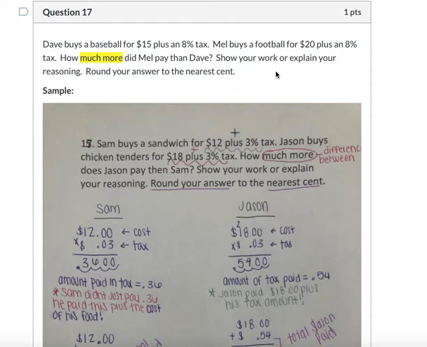Scholars, this one wants you to show your work. So when we are done, you need to make sure that you are either taking a picture of your work or explaining your reasoning as to how you got that answer. So this one, you're going to have more than just your numerical answer at the end. You need to have work or an explanation.